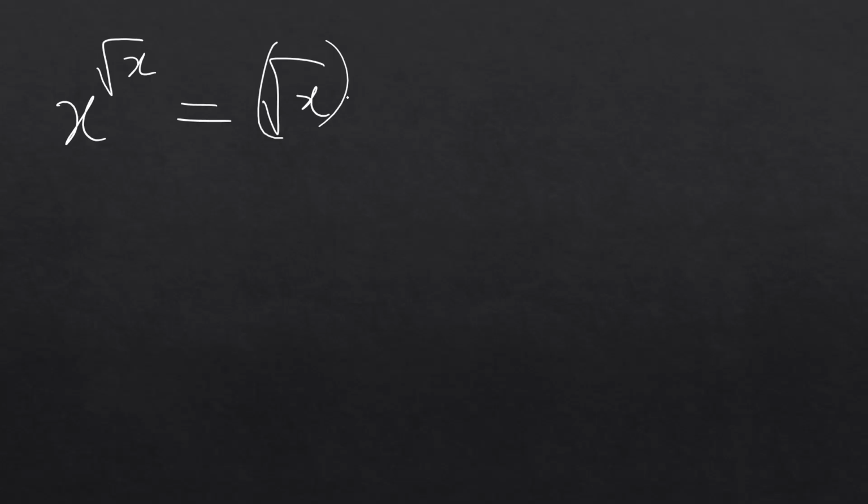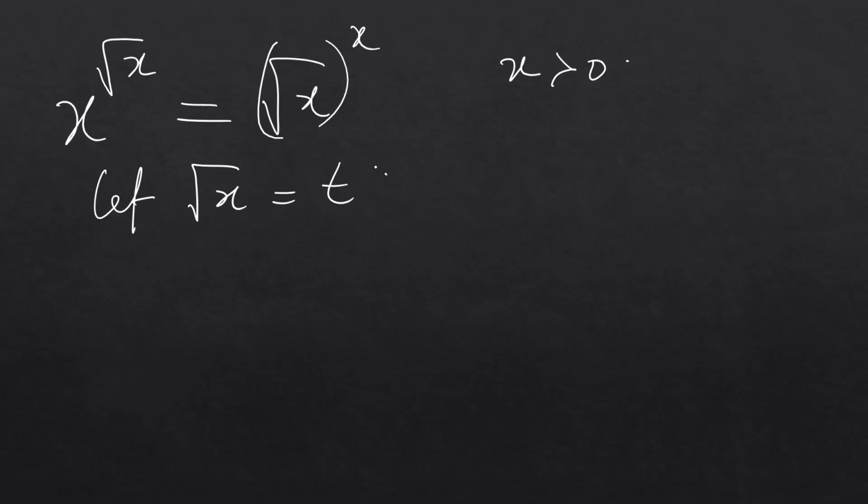We have that x raised to power x, raised to power root x is equal to root x raised to power x. Okay, now we must be sure that x is greater than 0. That one is for sure. We know that. Now, how do we solve this? I'm going to say let root x be t. Therefore, I'm going to have that.